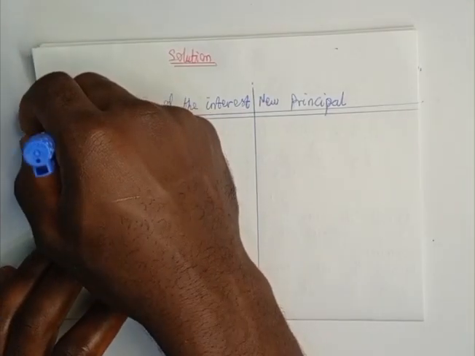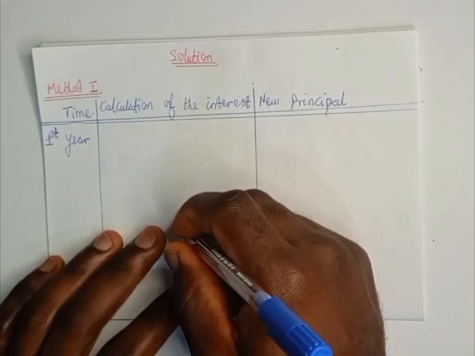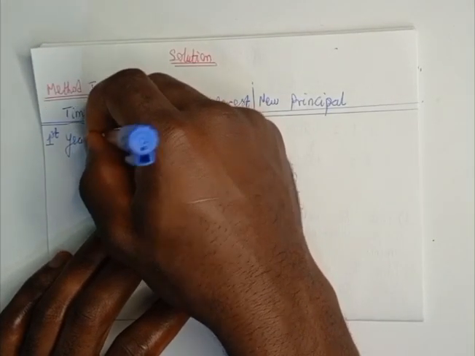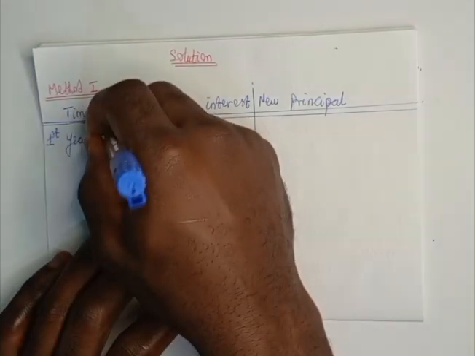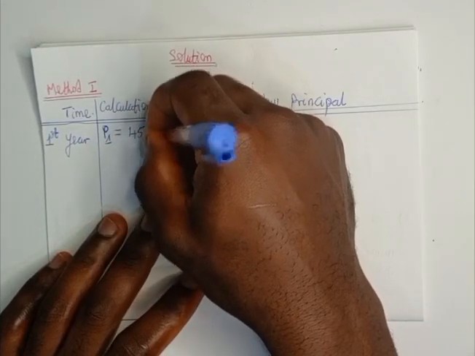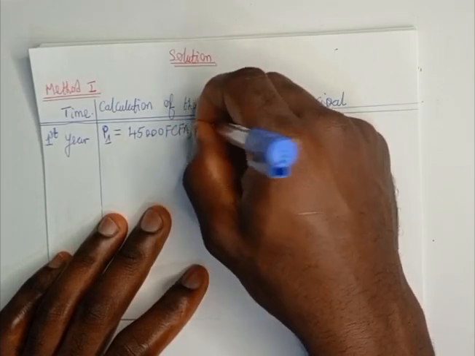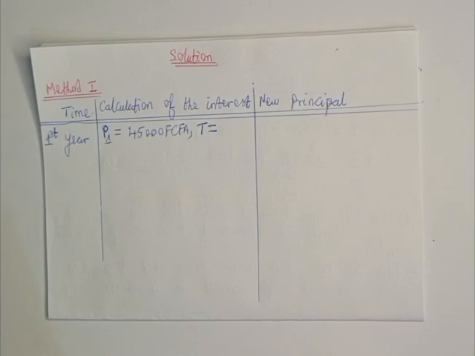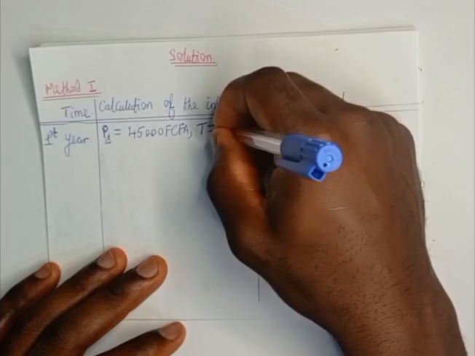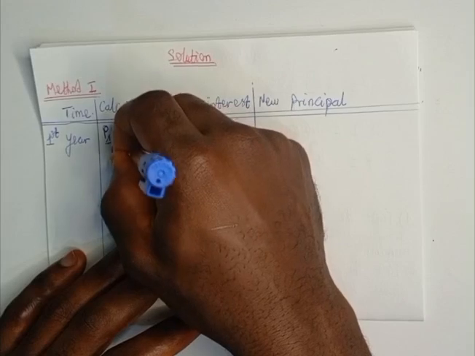The first year, for the first year, the amount invested, the principal, we are going to denote the principal for the first year as P subscript 1, which is equal to 45,000 francs CFA, time, since it is for the first year, the time is 1 year, that duration 1, the value of the rate R is 4 for that year.